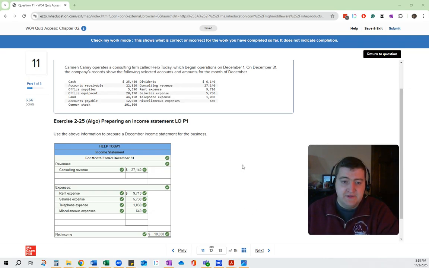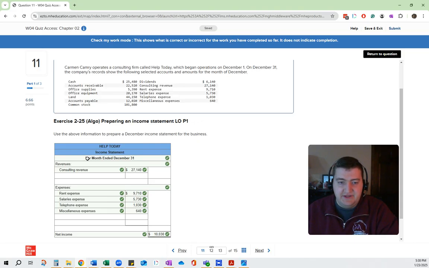So the first thing you're going to do is the income statement, right? And that's going to be all the following. These problems are all based off the same information. It's this Carmen Camry, her company Help Today, right? And so when you create the income statement, the first thing you want to make sure you do is set up the income statement.